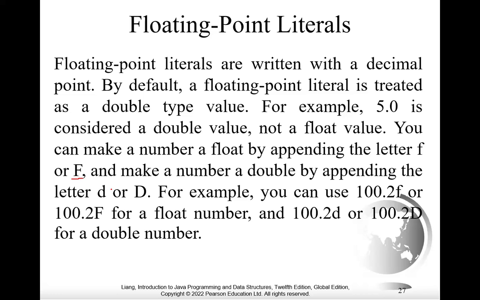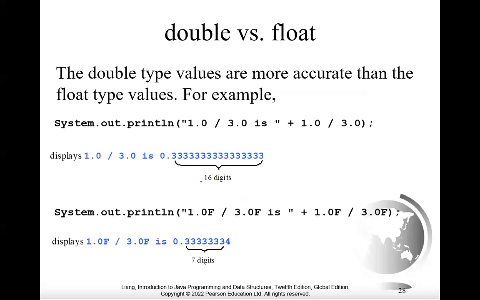So if you want to make a number to be a double, then you put D after the literal, something like this. For float, F, and for double, D. So the difference between double and float, you know this. Double is larger than float.